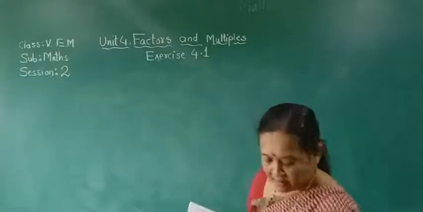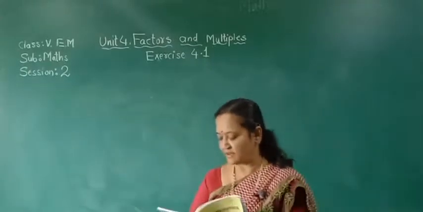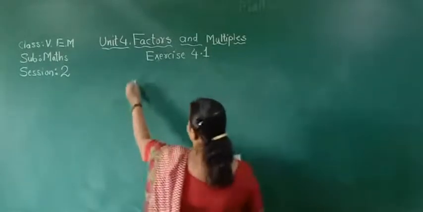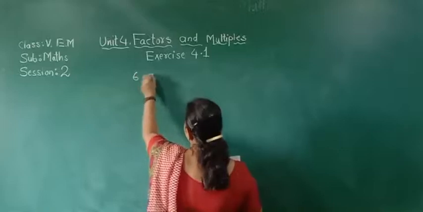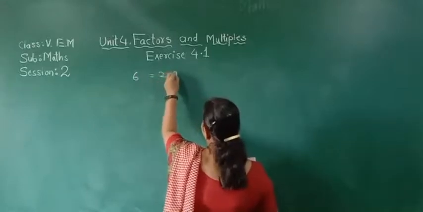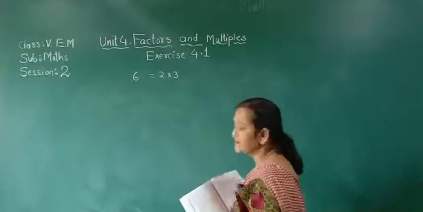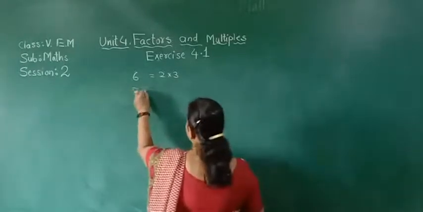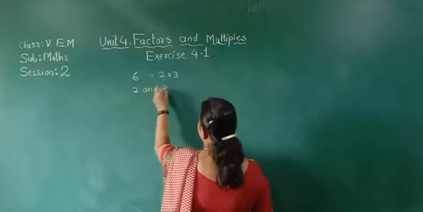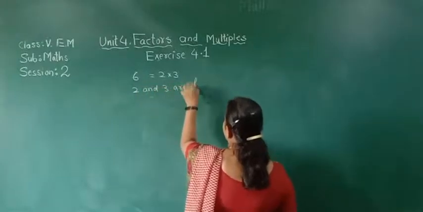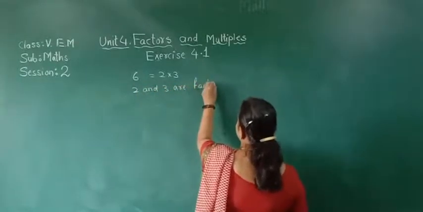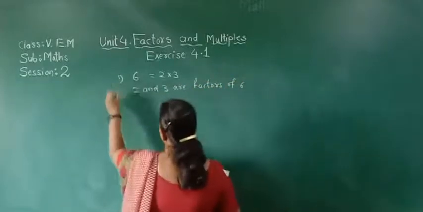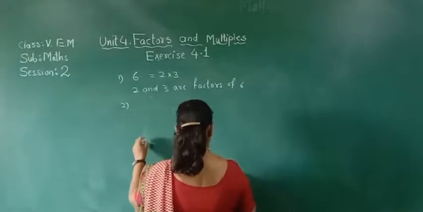Then write any two factors of the following numbers. So first one is 6. So where you find 6? 2 3s are 6. So 2 and 3 are factors of 6. Then second one, it is 18.